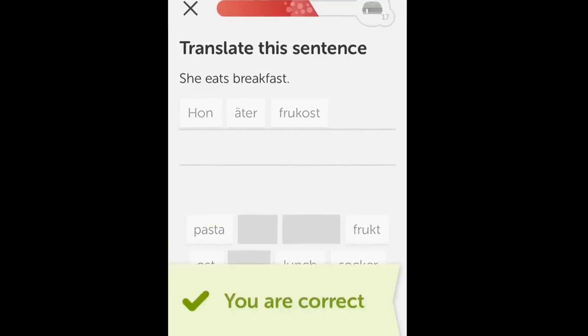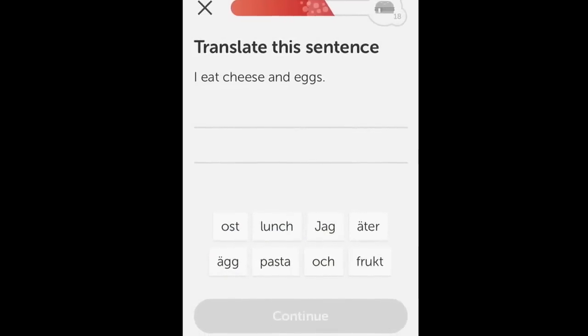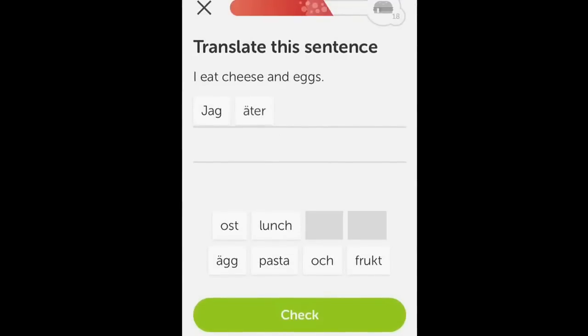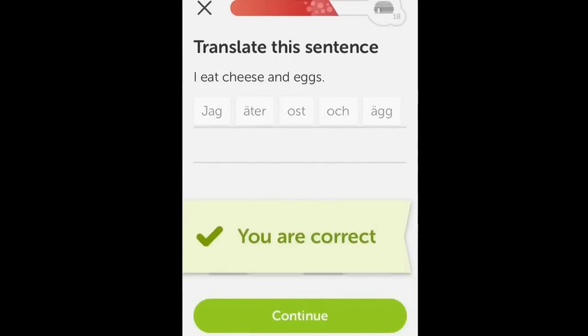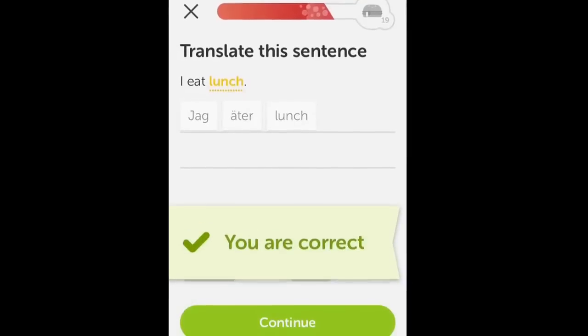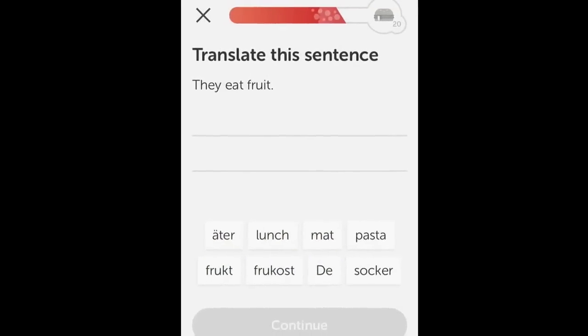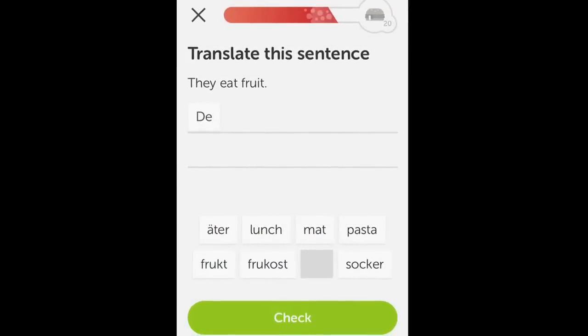Frukost. I eat cheese and eggs. Jag äter ost och ägg. I eat lunch. Jag äter lunch. They eat fruit. Dom.